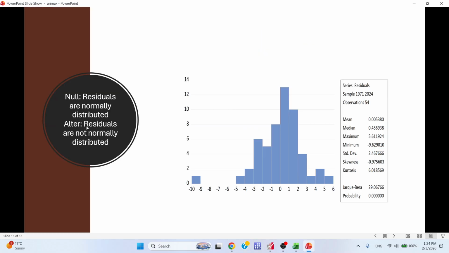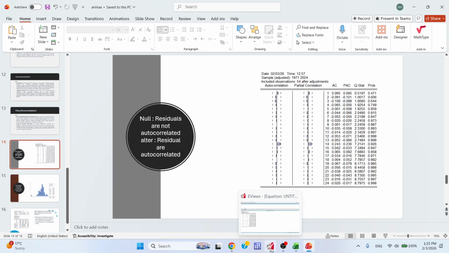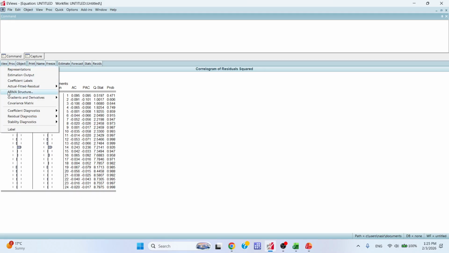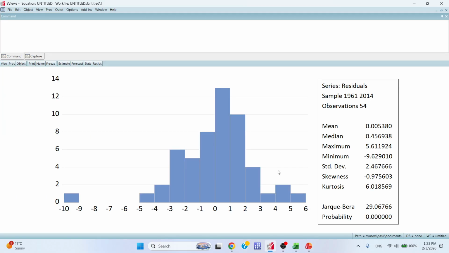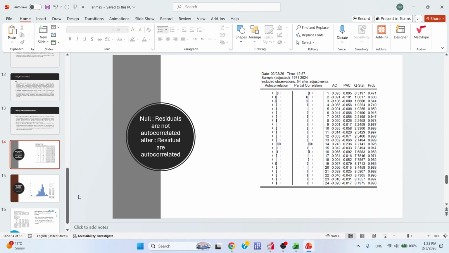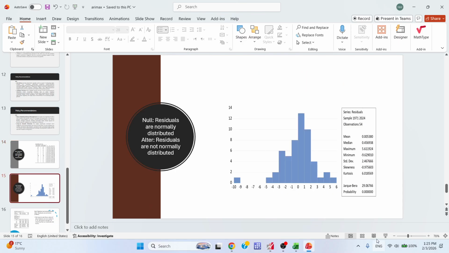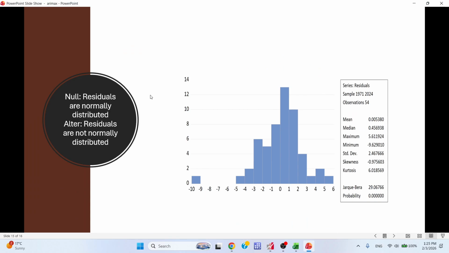The next thing is to see whether our residuals are normally distributed or not. The null hypothesis is that residuals are normally distributed, and the alternative hypothesis is that residuals are not normally distributed. So we again go to EViews, then View, Residual Diagnostics, and click on Histogram Normality Test. As you can see, it has given us the histogram result as well as the Jarque-Bera results. So we go again to our PPT file where I have already pasted my results.